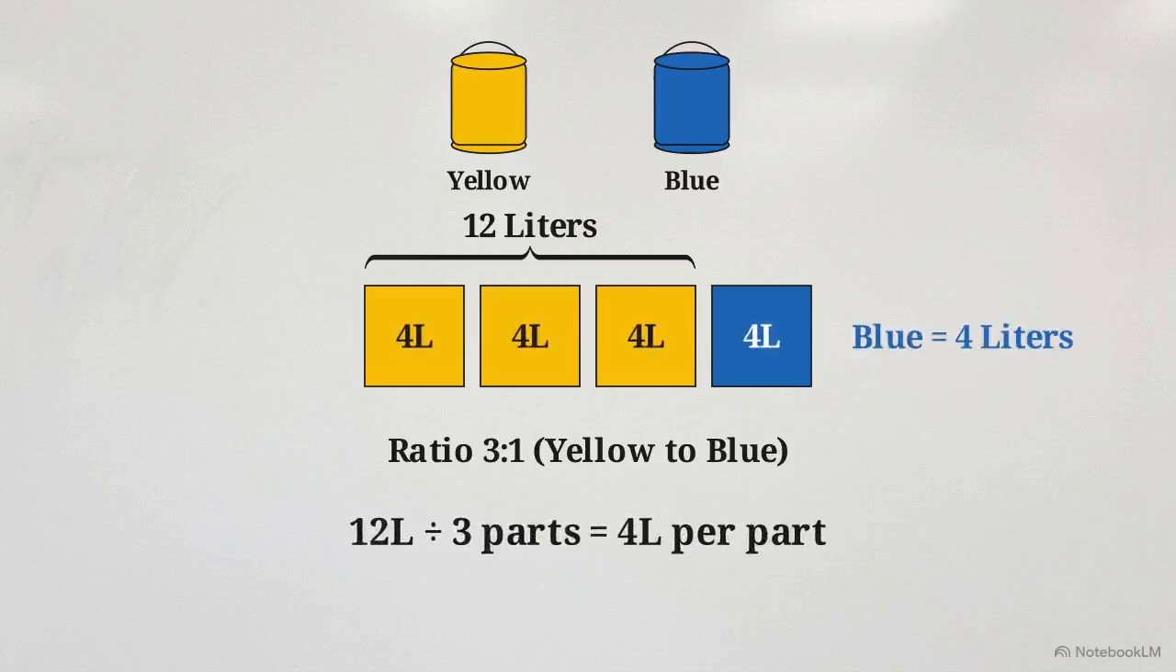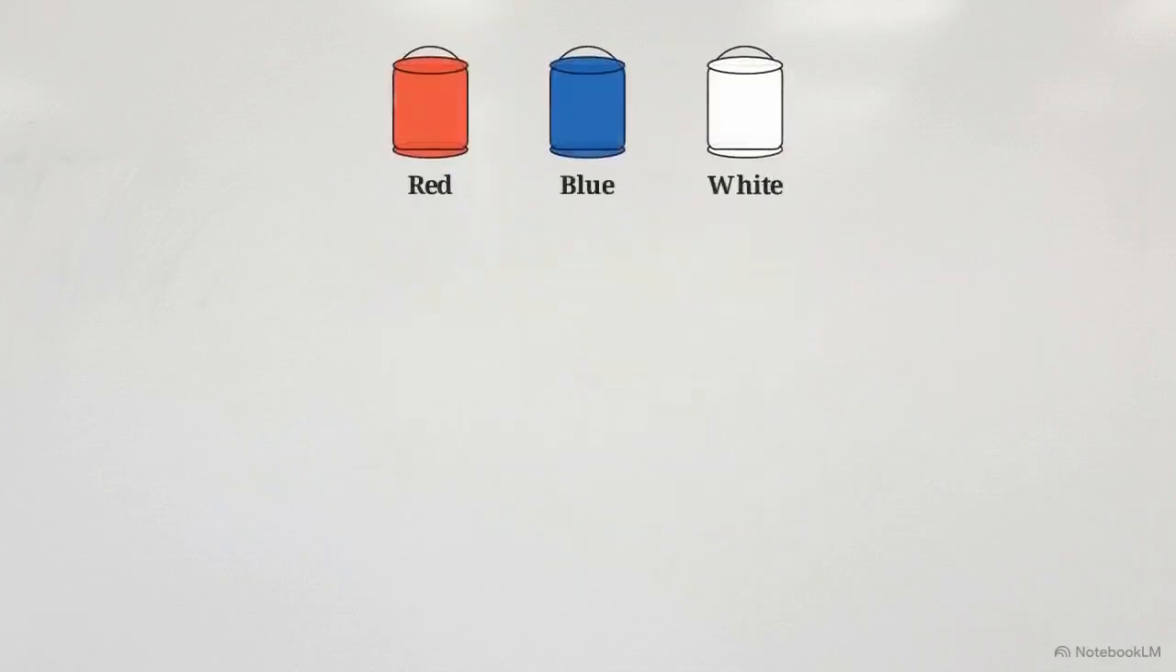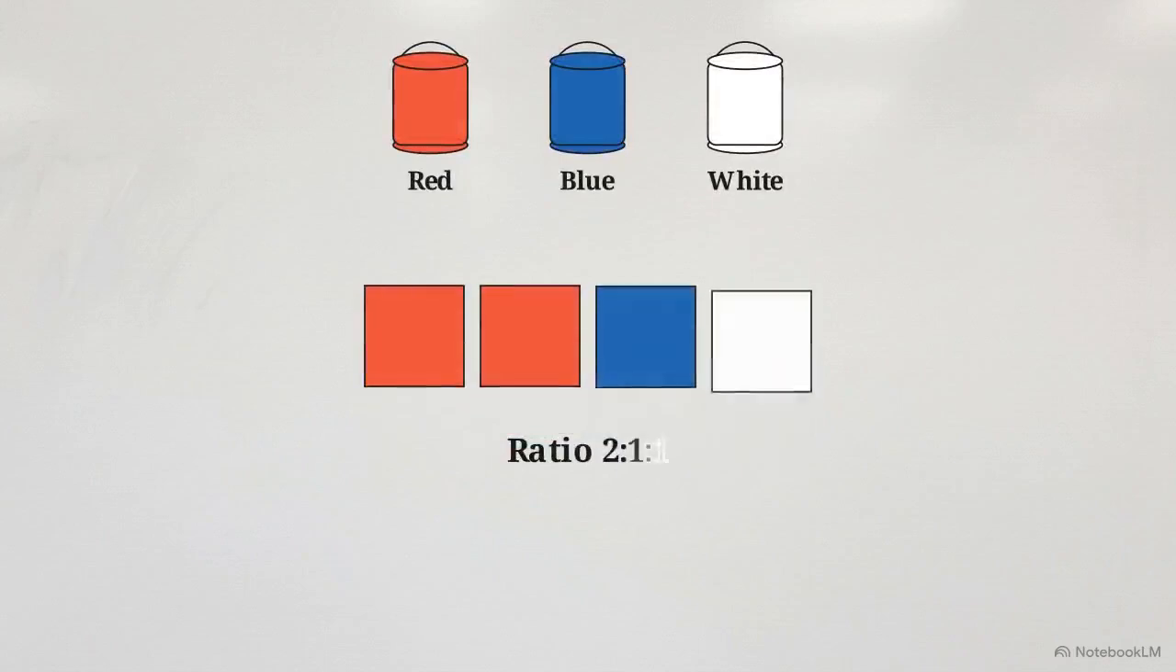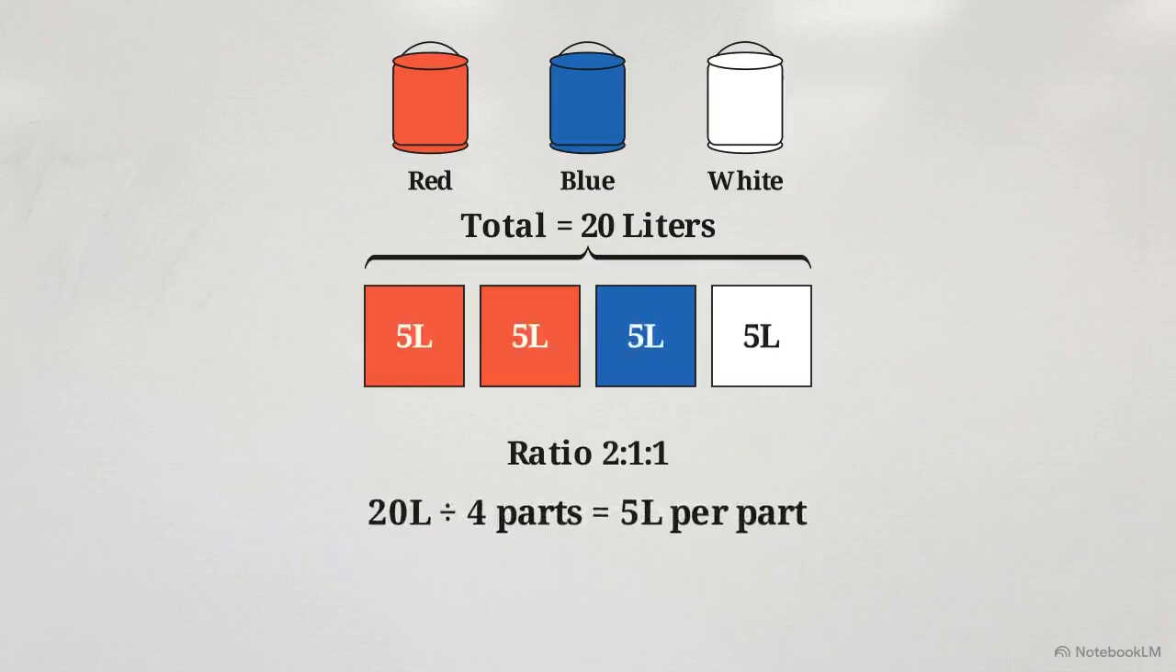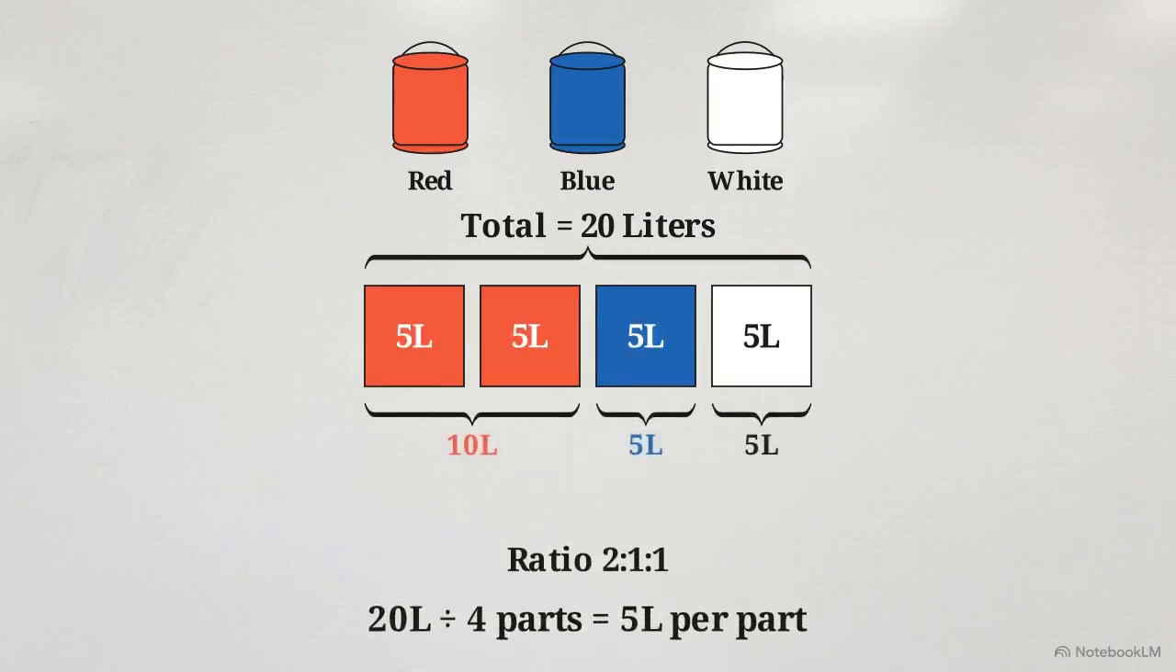Let's test this with a custom purple paint. The recipe requires a 2 to 1 to 1 ratio of red, blue, and white. If we need 20 total liters of paint, try calculating the liters for each color. The ratio gives us 4 parts in total. Dividing the 20 liters by those 4 parts means each single part is 5 liters. So we need 10 liters of red, 5 of blue, and 5 of white.